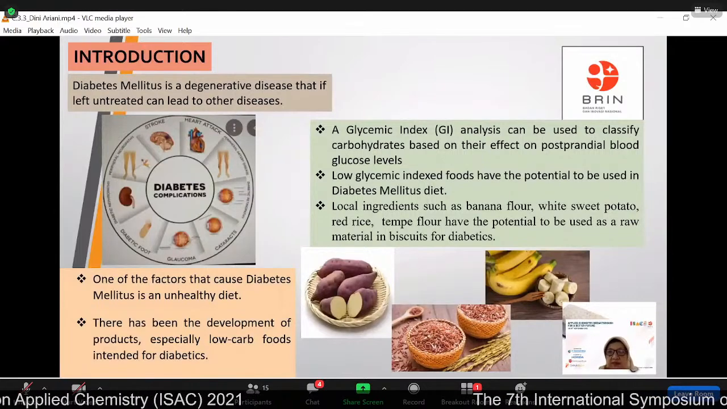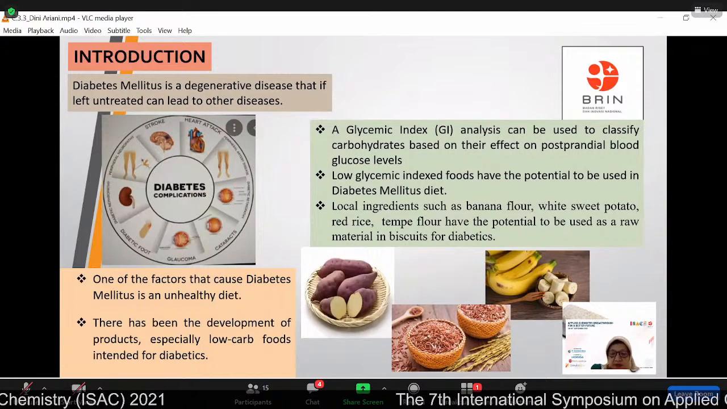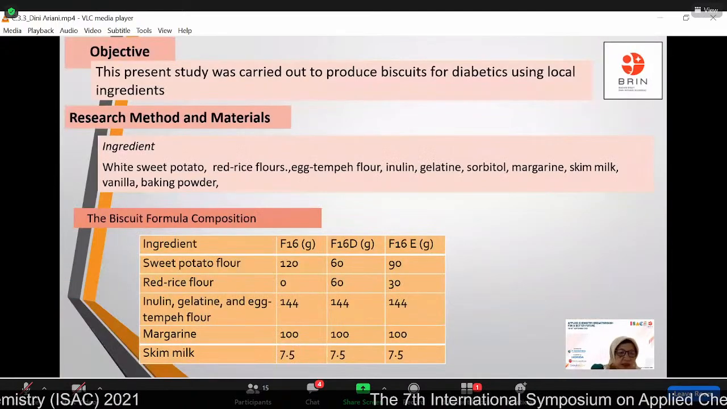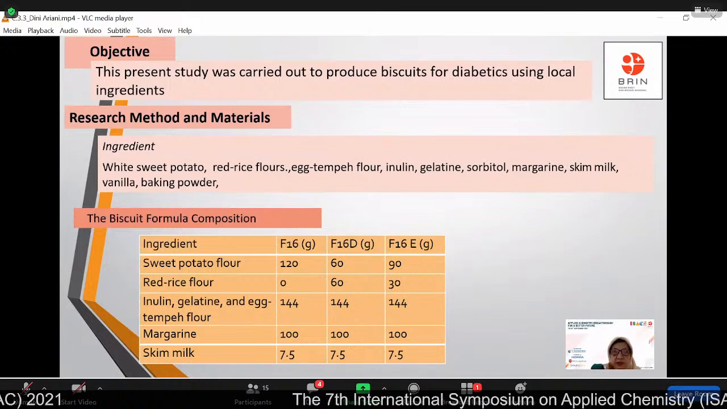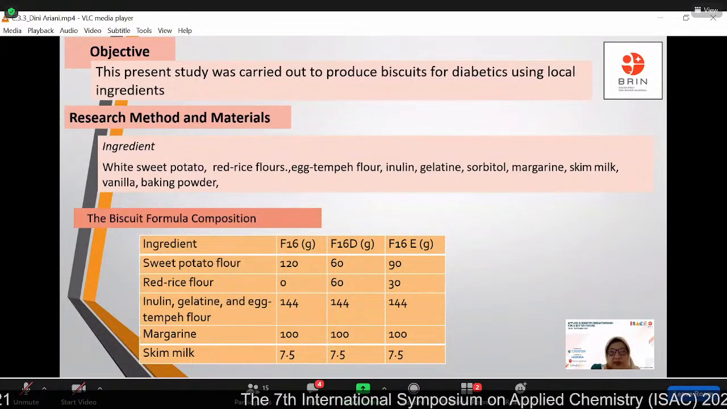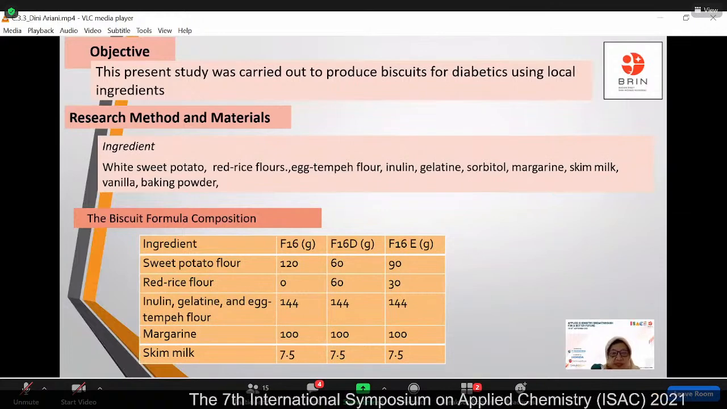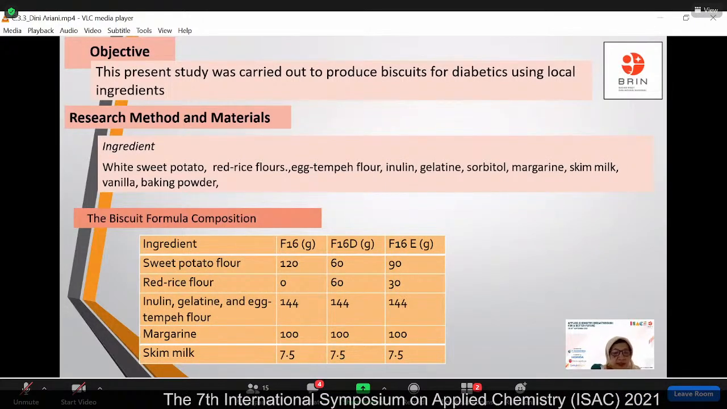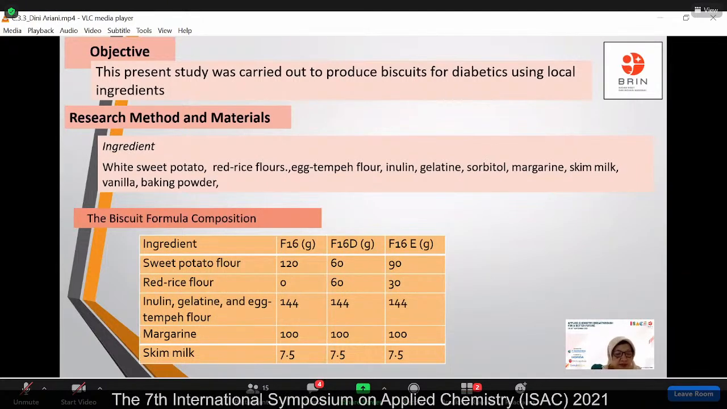Local ingredients such as banana flour, white sweet potato, red rice, and tempeh flour have the potential to be used as raw materials in biscuits for diabetics. The objective of this research is to produce biscuits for diabetics using local ingredients. White sweet potato flour, red rice flour, tempeh flour, inulin, gelatin, sorbitol, margarine, skim milk, vanilla, and baking powder were used as ingredients for the biscuit. There are 3 biscuit formulas.